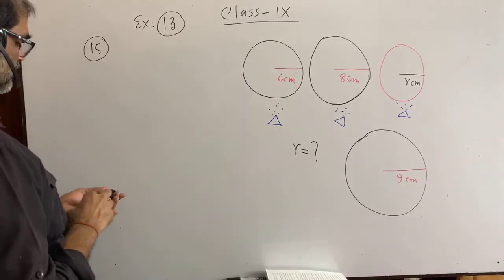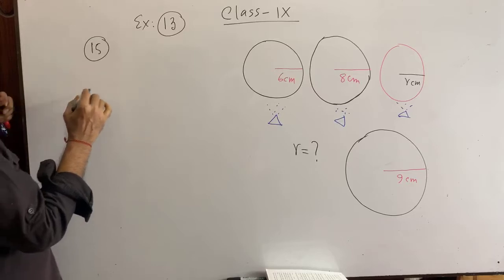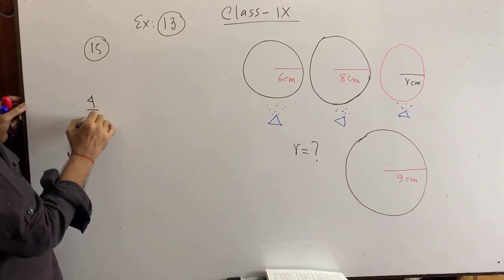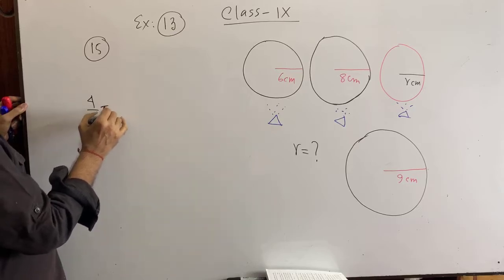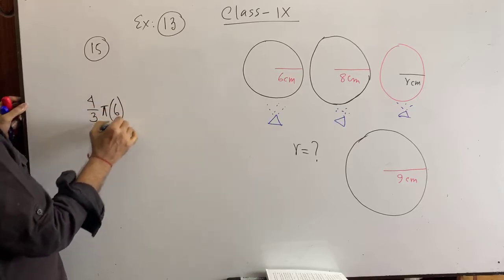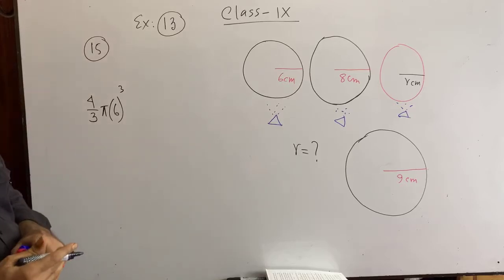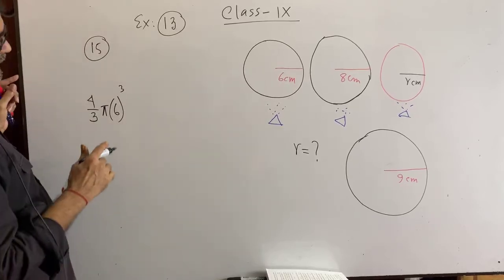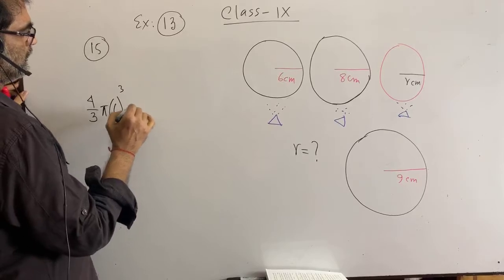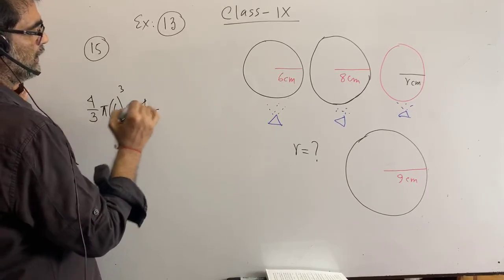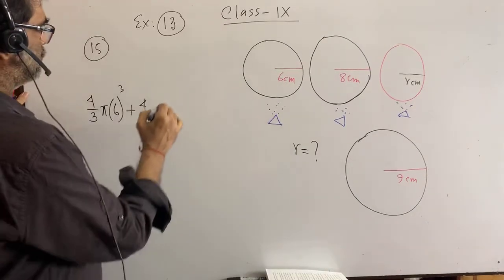The volume of first ball is 4 by 3 pi a cube. This is the formula, 4 by 3 pi a cube, right? 4 by 3 pi a cube. Then second ball, 4 by 3 pi 8 cube.